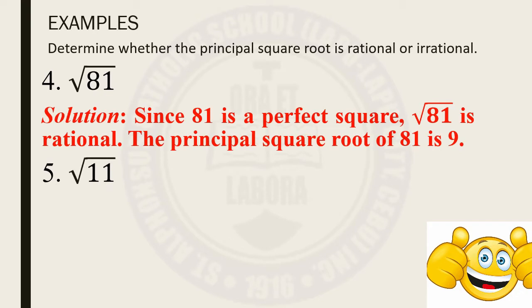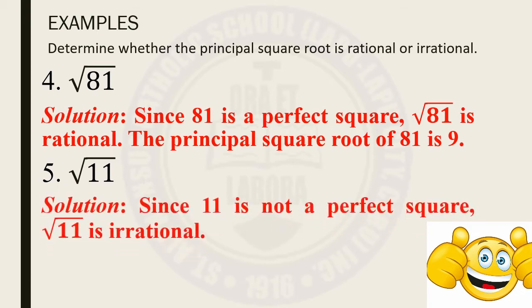In example 5, that is the square root of 11. Is it rational or irrational? The square root of 11 is irrational because 11 is not a perfect square.